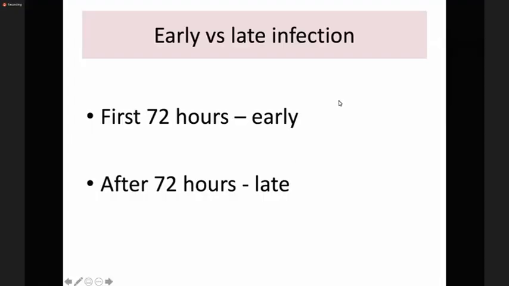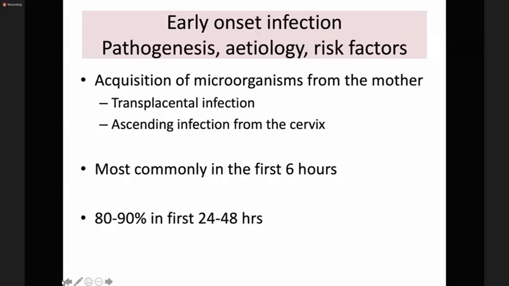Okay, so early infection is infection that occurs within the first 3 days or the first 72 hours. Whereas late infection is infection that occurs after these first 72 hours. Right. So we'll talk about early infection first. Early infection is usually acquired from the mother.